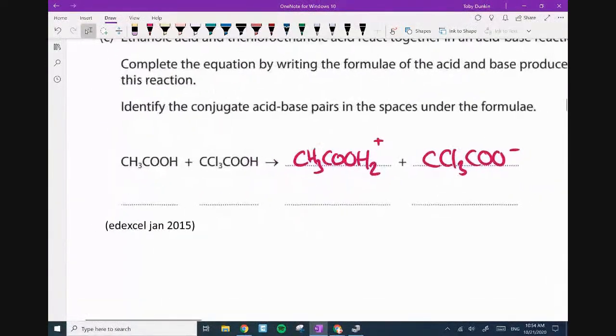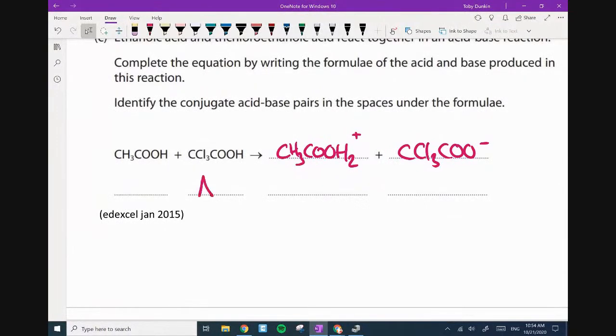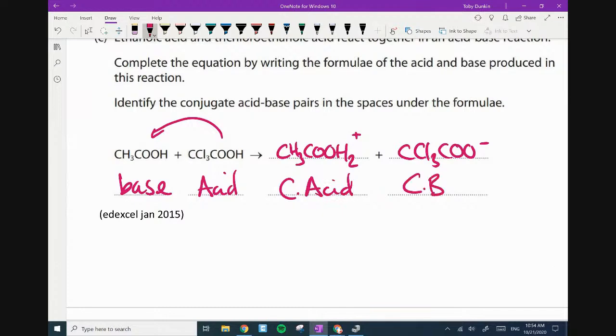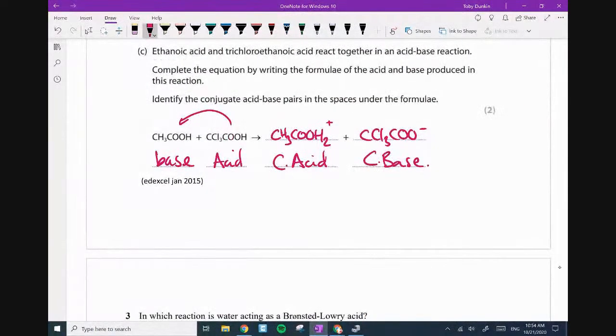Next, I need to spot your conjugates. So this is the acid because it's donating a proton to this guy. This is your base. And then this is going to be the conjugate base, and this is going to be the conjugate acid. Amazing. Take it if you got it. 2 marks.